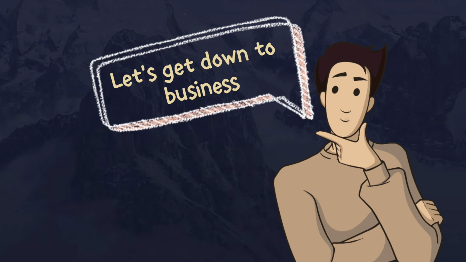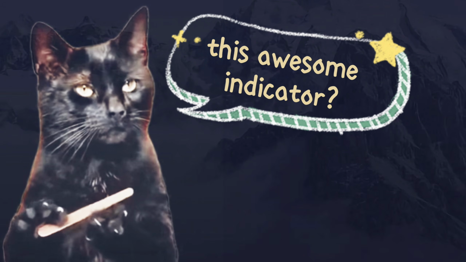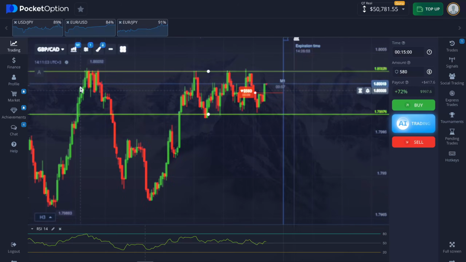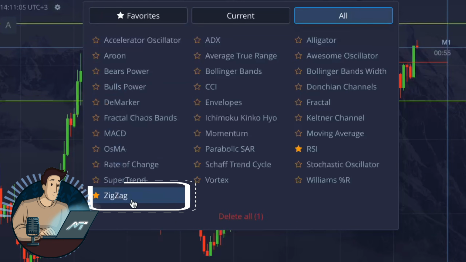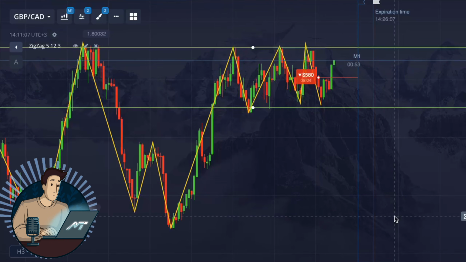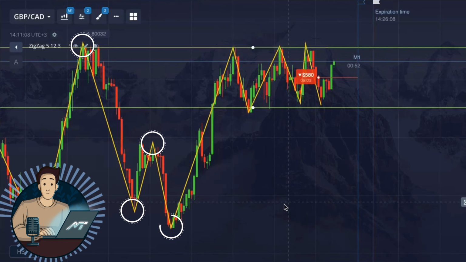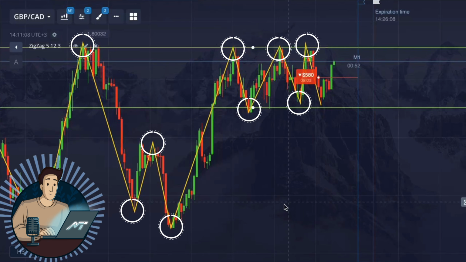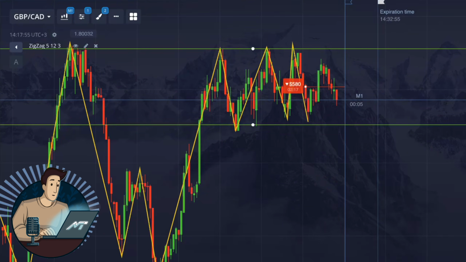All right, let's get down to business. How do you use this awesome indicator? Firstly, the most important function that the ZigZag indicator serves is to help you identify key points where the market has changed direction. Wherever the curve shifts its path, that's your key point.